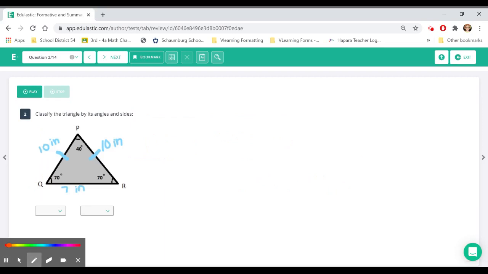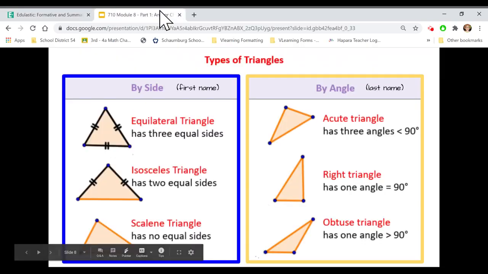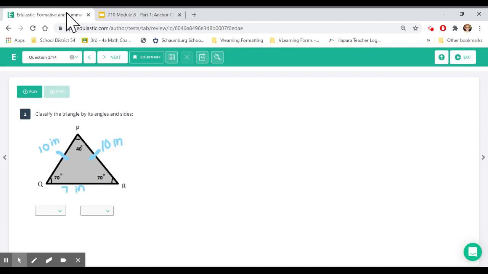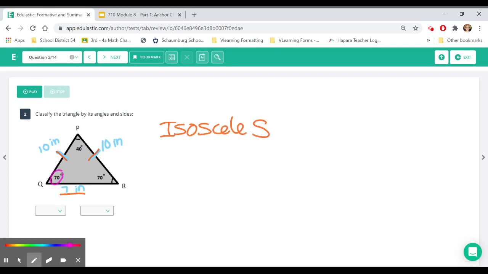Question 2, classify the triangle by its angles and sides. Taking a look at this and using our anchor charts or from memory, we think about how it could be named: equilateral, isosceles, scalene, acute, right, or obtuse. There are 2 identical and 1 not identical, so that's going to be isosceles for the side lengths. And then if you look at each angle on the inside, that's acute. This is a drop down and we move on to the next one.